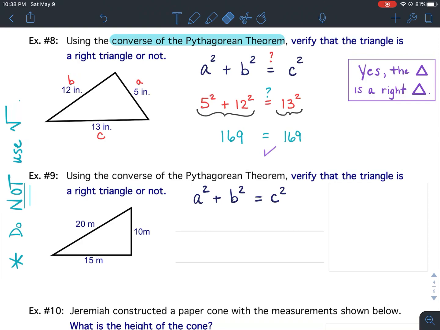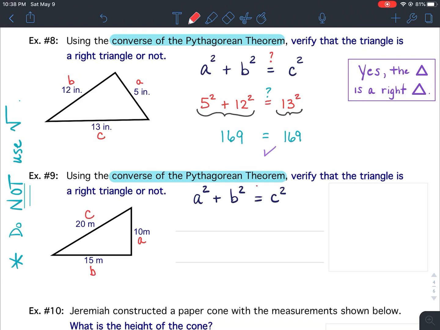Example number 9. Again, we're using the converse of the Pythagorean theorem to verify if the triangle is a right triangle or not. So we need to go back and we're going to label our figure again. So we've got lengths of 20, 10, and 15. The longest length is 20, so you would call that C. I'm going to call the shortest length A, and therefore the 15 would be B.